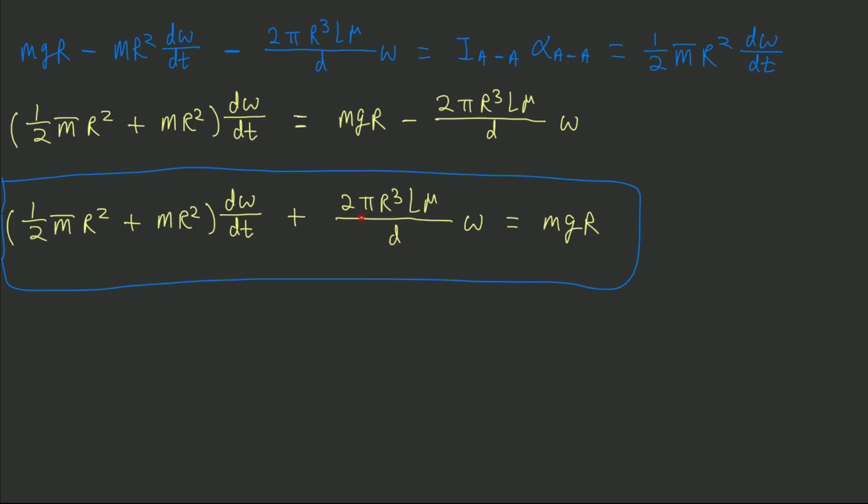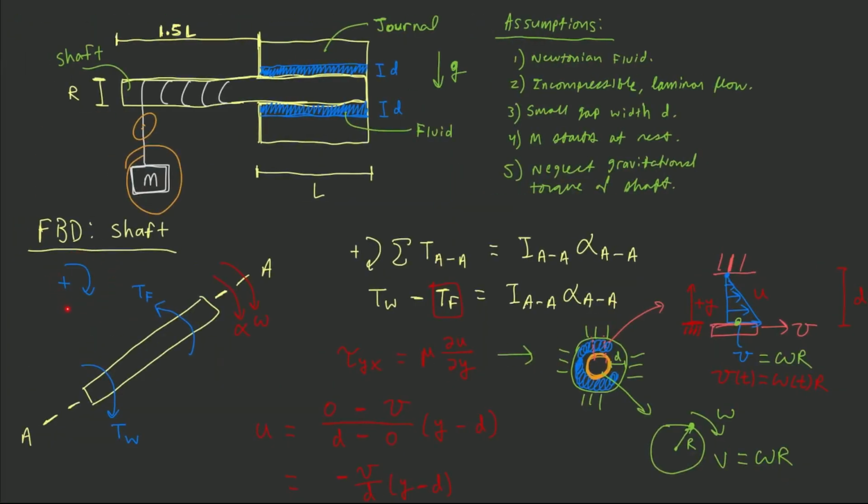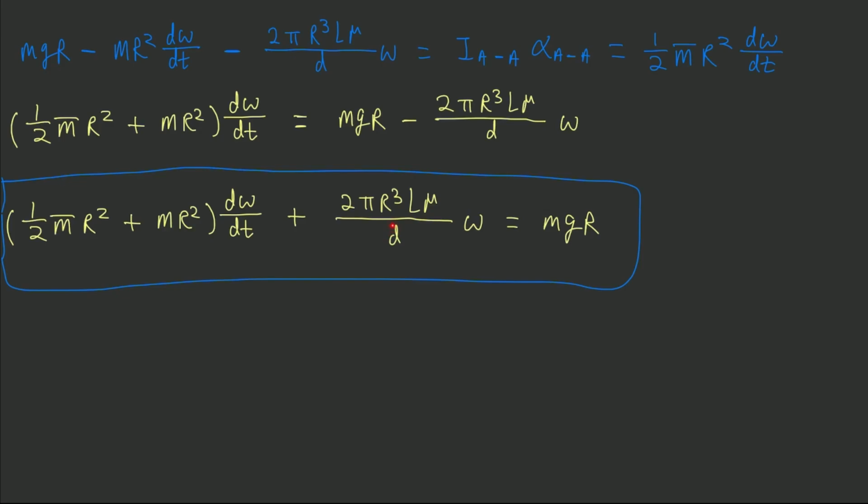You could see that 2 pi r cubed L mu over d is positive, and omega we've assumed is positive. So if we bring this positive term over to here, it is mgr minus this term. So this term is exerting a negative torque, as we've defined in the problem, or is exerting a counterclockwise torque. It is resisting the positive torque that is exerted by the tension in the rope due to the falling mass. And it is directly proportional to the angular speed of the shaft, omega. And then the last term, mgr, is just the torque applied because of the weight of the falling mass.